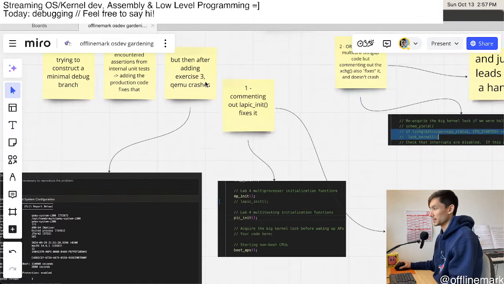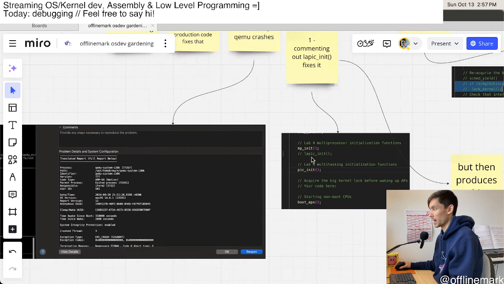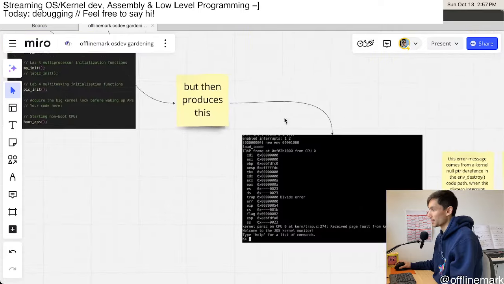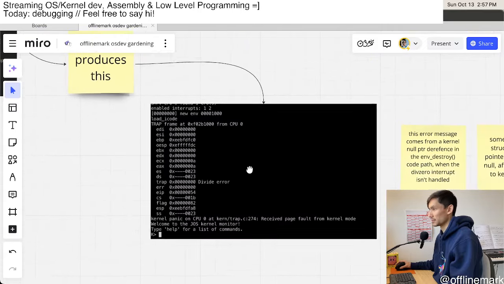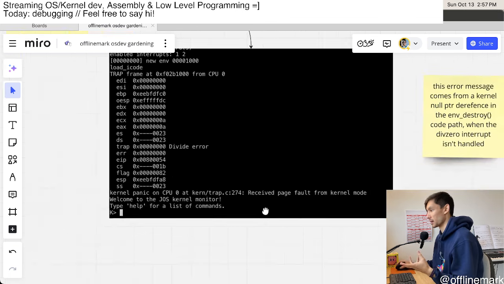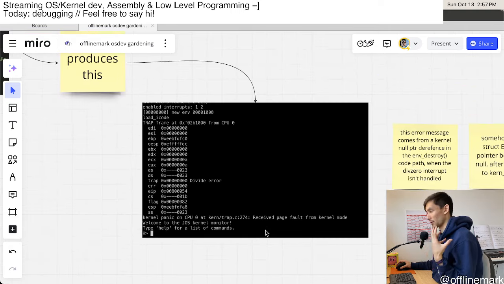I was able to find a way to prevent that crash by commenting out a little bit of the multi-core bring up code. But that leads to this other issue. QEMU doesn't crash in that case, and the kernel successfully runs this user space program that causes a division by 0. But then the kernel is crashing on processing that exception.